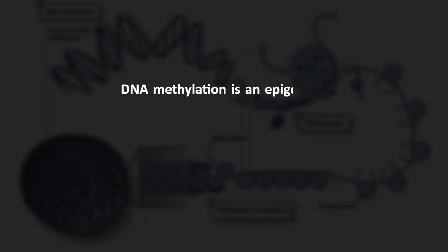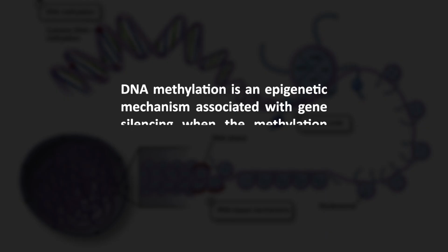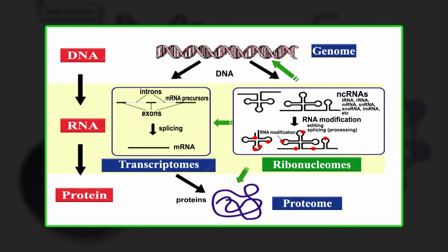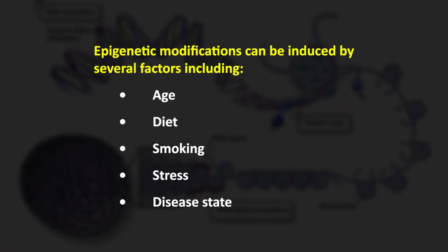In addition to histone chains, DNA methylation is an epigenetic mechanism associated with gene silencing when the methylation occurs in CpG islands or promoter sequences. Further, non-coding RNA sequences have been shown to play a key role in the regulation of gene expression. These epigenetic modifications can be induced by several factors, including age, diet, smoking, stress, and disease state. Epigenetic modifications are reversible, but they rarely remain through generations in humans despite persisting through multiple cycles of cell replication.